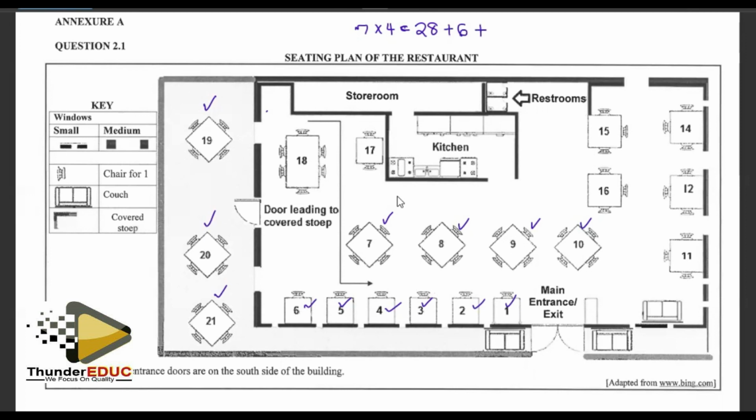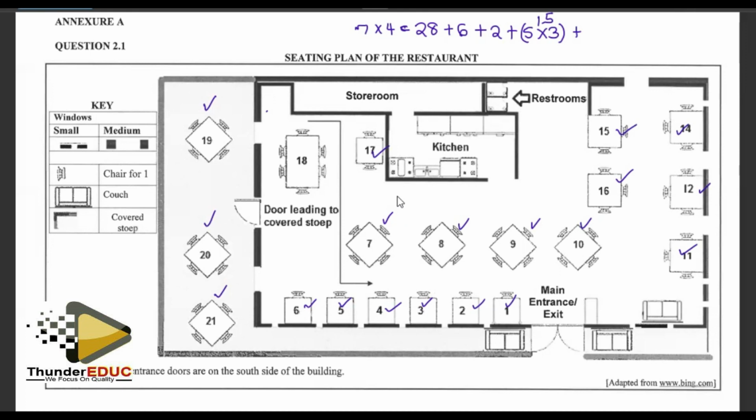How many tables have 2? It's only 1. So plus 2. Plus, how many tables have 3? We have 1, 2, 3, 4, 5. So it's 5 tables with 3 chairs. How many chairs are they altogether? 15. So 15 chairs. Plus, what's missing here?